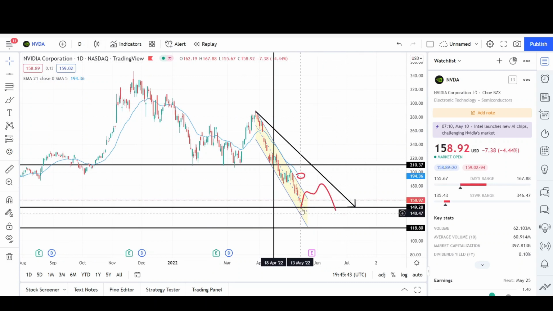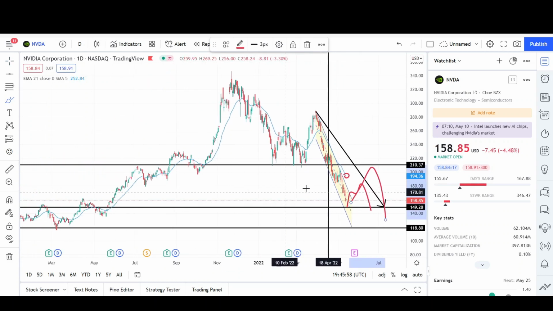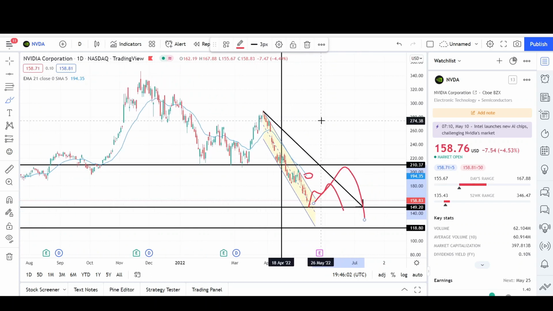But even if we do see a relief rally, maybe all the way back up to the 210 level, that's still not a reason to be completely bullish, because we can just get rejected from that prior support, which can turn to resistance and then start selling off more. So this could be a while before we start seeing some bullish signs in the market. So that's all I have for NVIDIA on the daily chart.